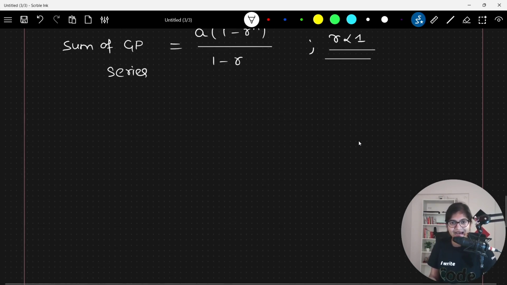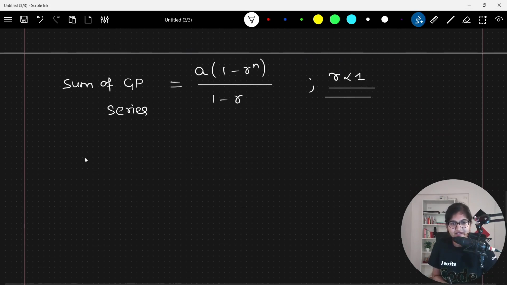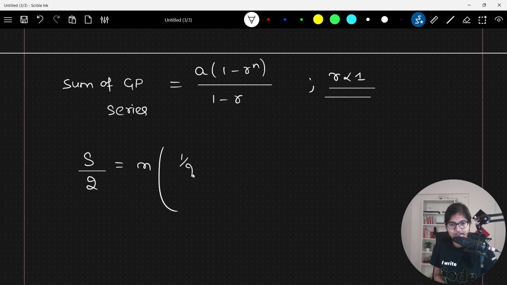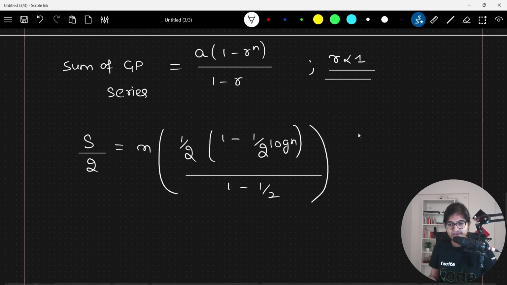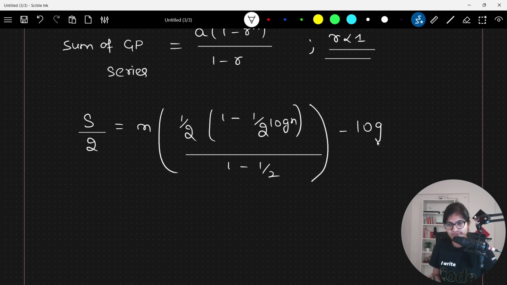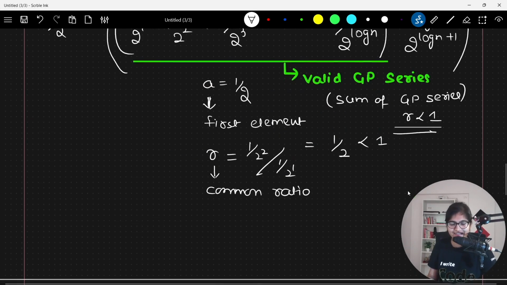Now we can just apply this formula inside this bracket. So this is S by 2, which equals N into A, where A is 1/2, times (1 minus R to the power log N, where R is 1/2), divided by (1 minus 1/2), right? Minus, we will get log N divided by 2 to the power log N plus 1. The outside bracket is there. This is the equation finally that we will get, right?